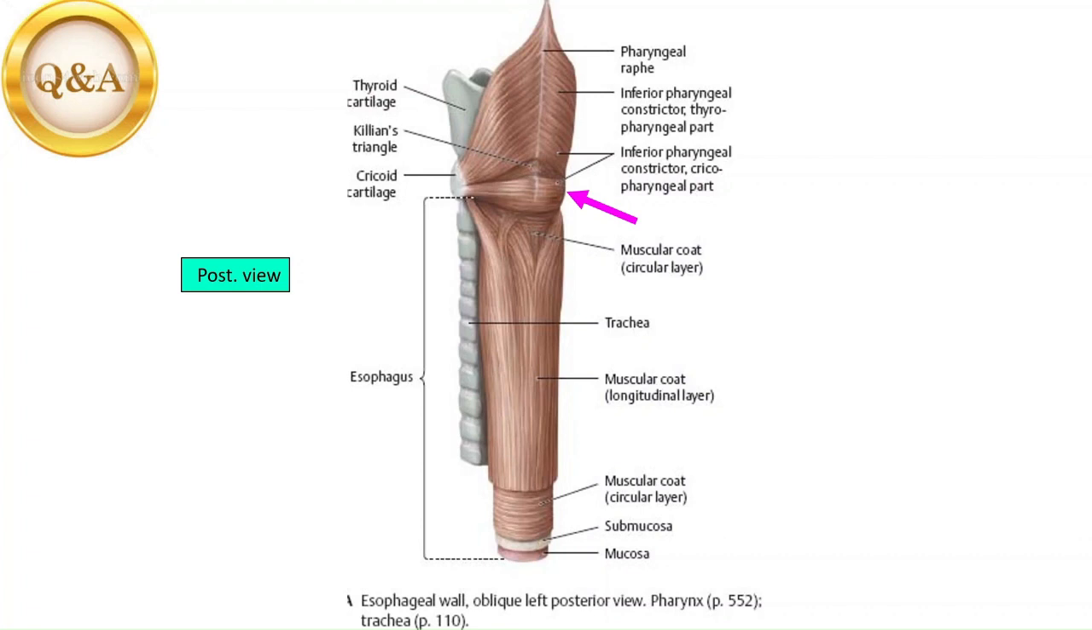This arrow is indicating the lowest part of the inferior pharyngeal constrictor, coming from the lateral surface of the cricoid cartilage and running transversely to meet in the midline. The structure inferior to this is the esophagus, and this is the first constriction of 3 that the esophagus has.